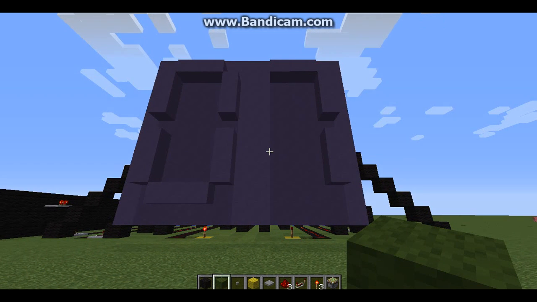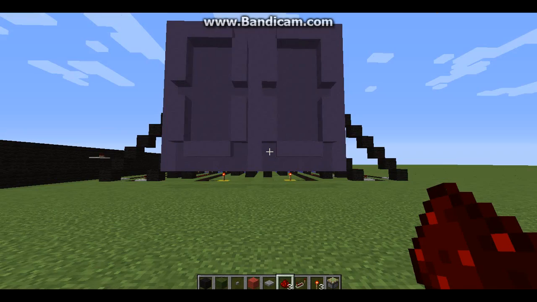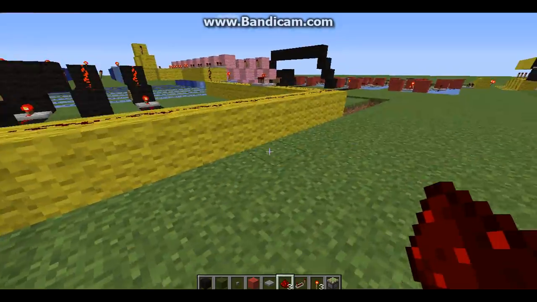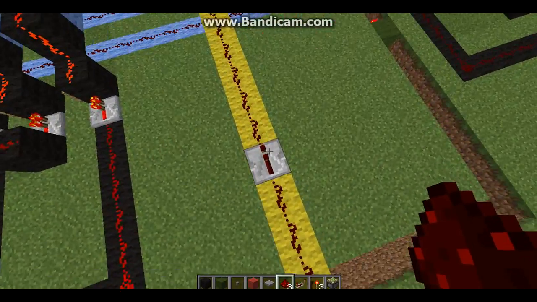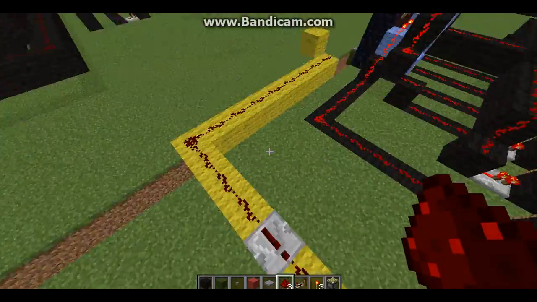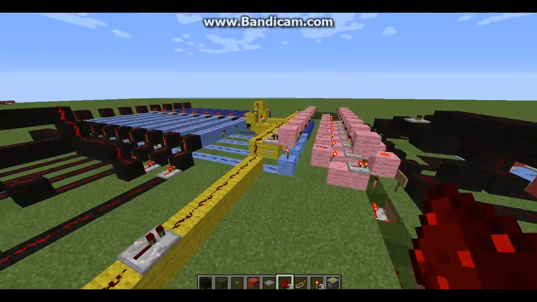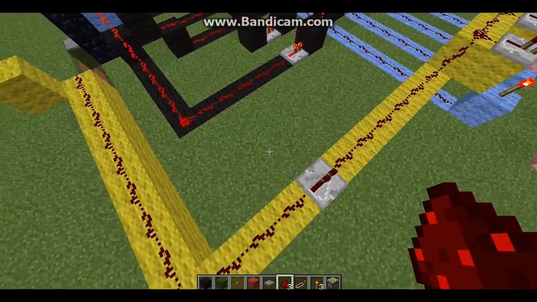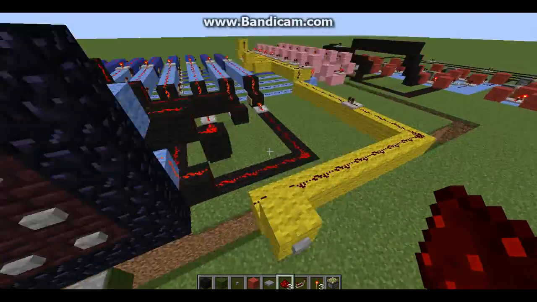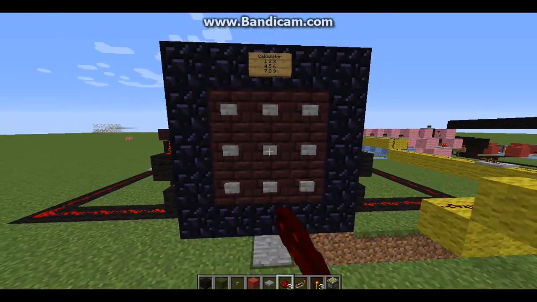Oh god. Okay, sorry about that. It turns out that my adder button repeater was facing into this direction, which the redstone current could not travel, and I quickly changed that back to this direction, which is the way it's supposed to be. So now let's try this again.